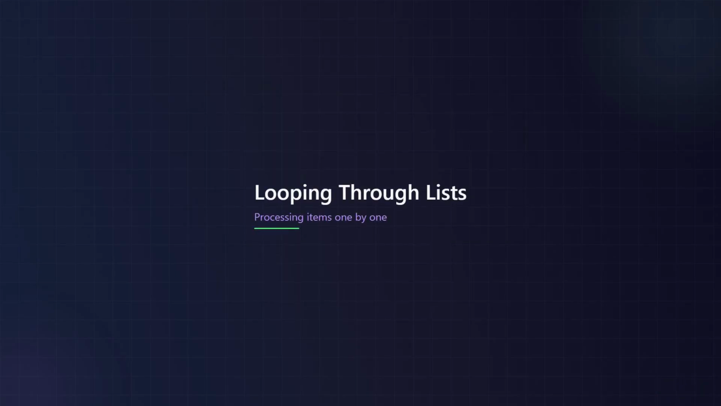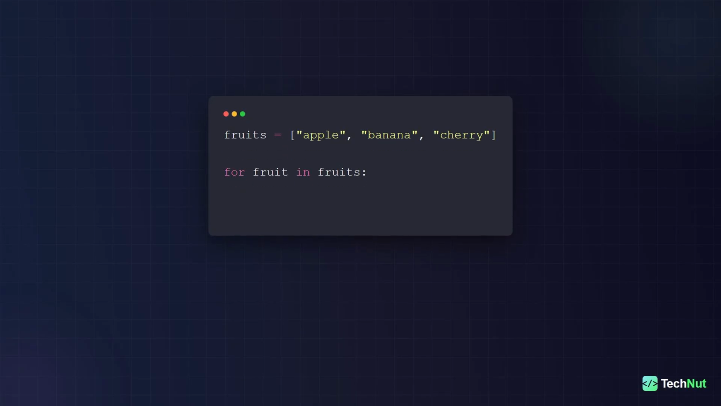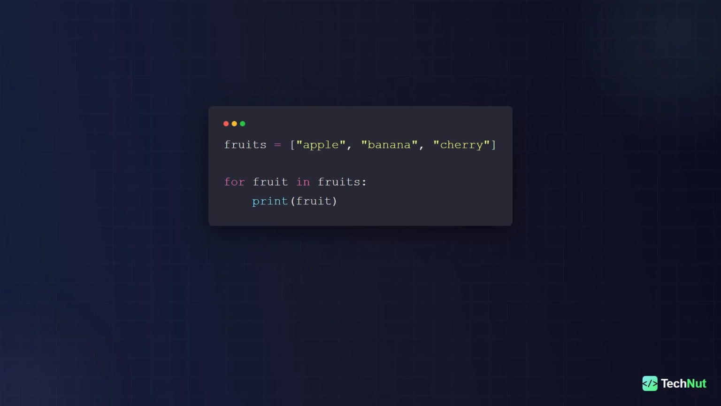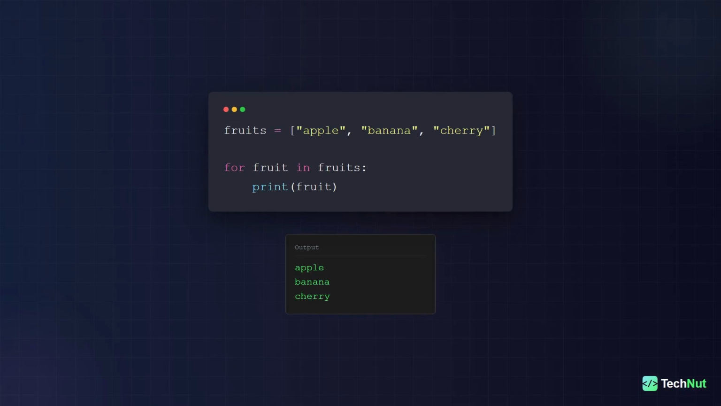We covered loops in week 3. Lists and loops go hand in hand. The most common pattern is looping through each item with a for loop. For each fruit in the list, print it. Simple, clean, and you'll use it all the time.